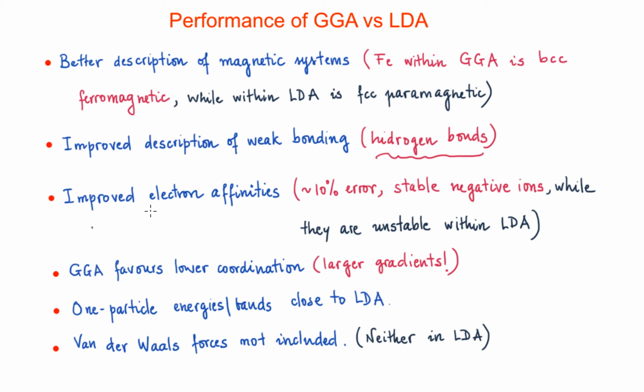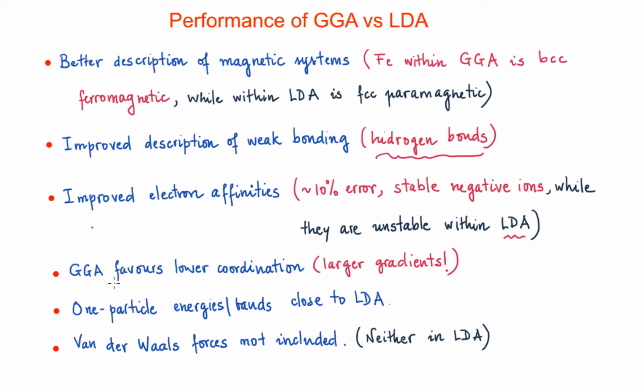Additionally, the electron affinities are better described within the GGA. Actually, the error you can have for the electron affinities within the GGA is around 10%. And within the GGA, you are able to have stable negative ions, while these negative ions are not stable within the LDA. So LDA is not able to describe these negative ions. However, they are stable, they can be described within the GGA.